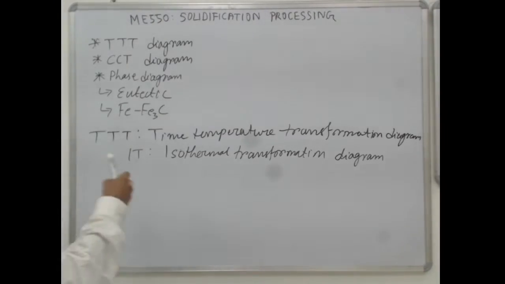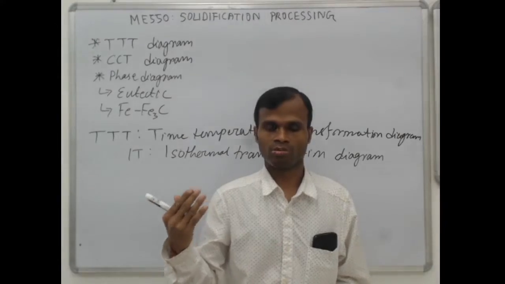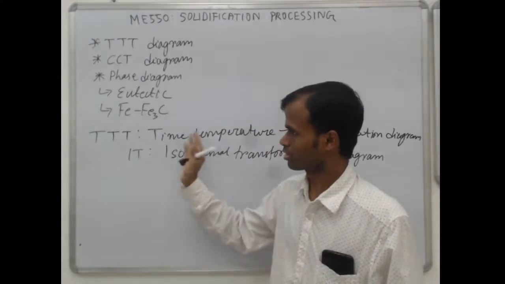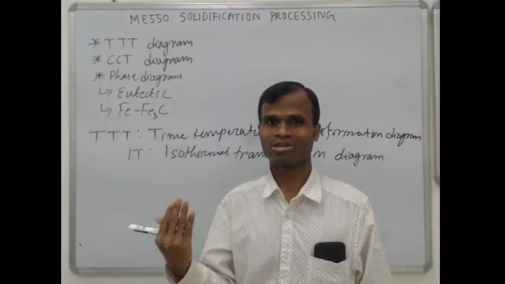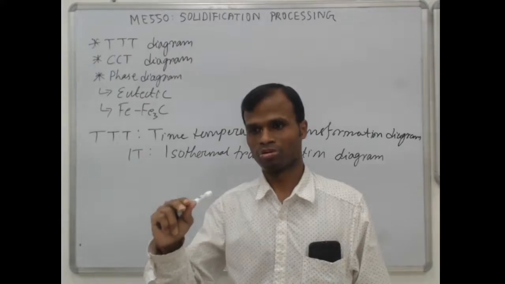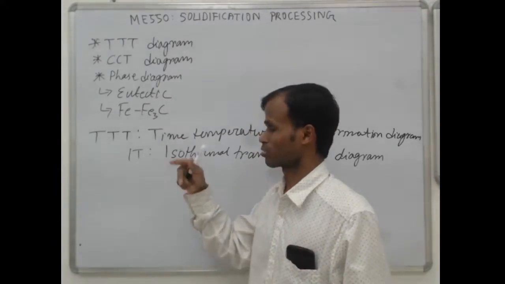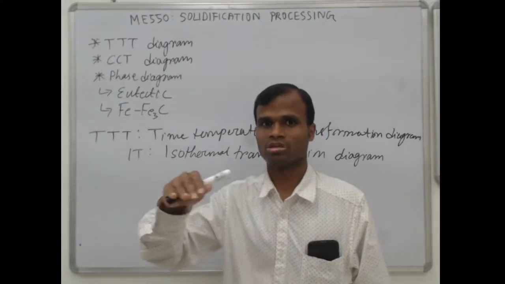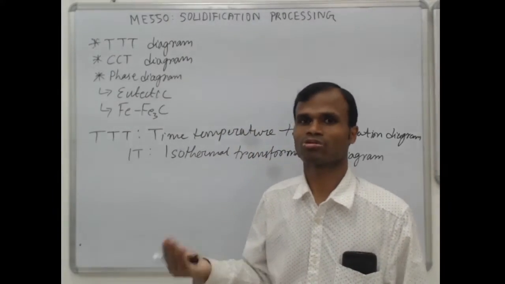Why is it called isothermal? Because if you remember, we get this kind of TTT diagram from the nucleation rate diagram, where we get the nucleation rate for a given undercooling. So the temperature remains the same. That means the transformation takes place at a particular constant temperature. So that's why it is called isothermal.